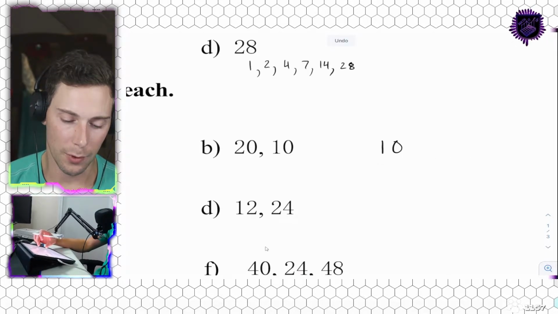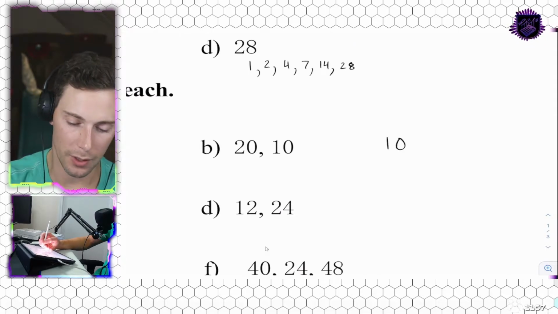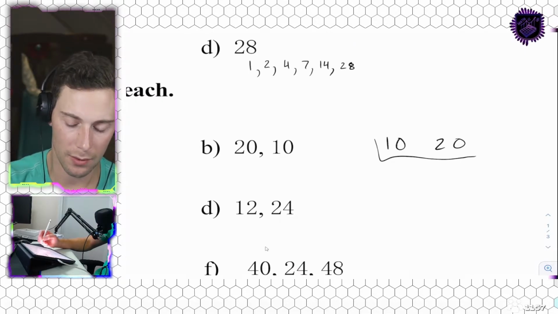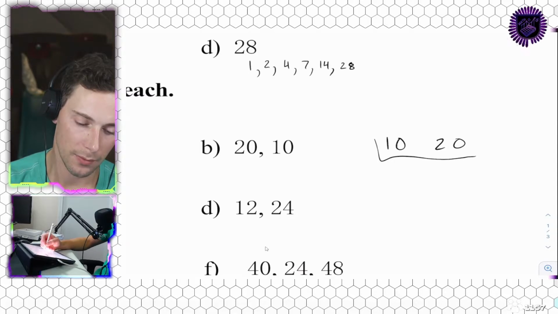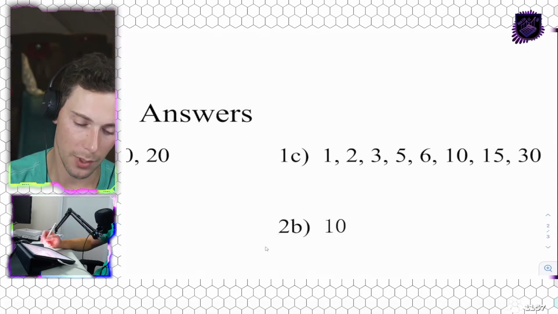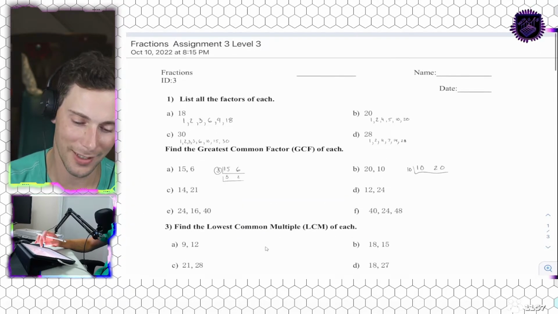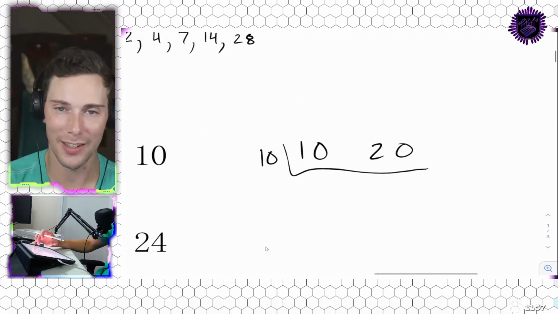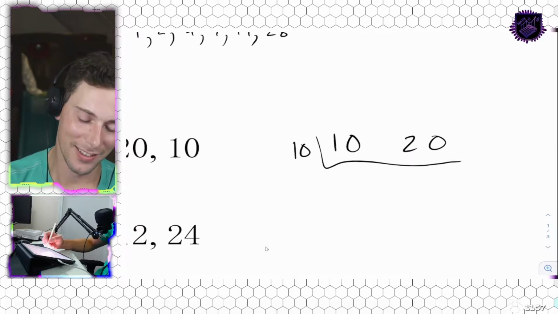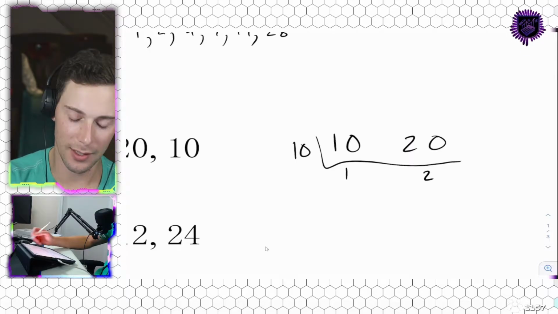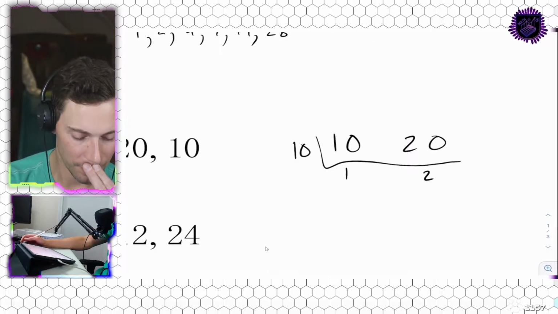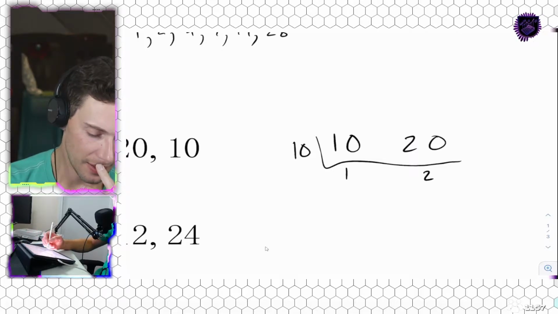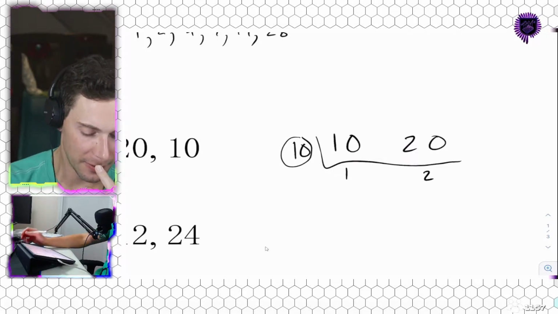Greatest common factor for both of these numbers. I want to get 10 and 20, and 10 is going to go into both. Whoa, what happened? Just like jumped to the bottom of the page. Sorry about that. The greatest common factor, I'm going to say 10. I can sort of see that here. Goes in there once, in there twice. So yeah, this will be the greatest common factor.